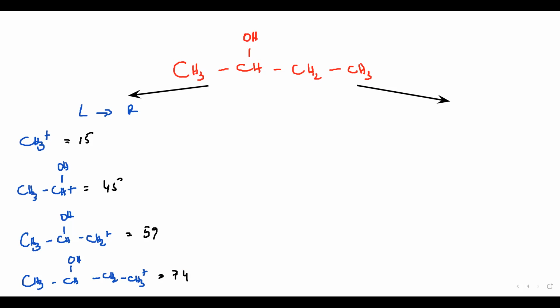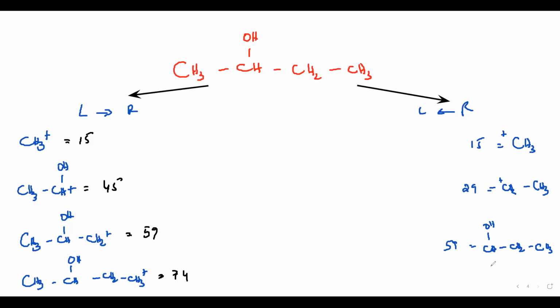And if we break from the right hand side, from right to left, we'll get a peak at CH3, CH3 CH2, CH3 CH2 CHOH. So already 29 plus this remaining part. It is the same thing, CH3, because the other side is CH3, so this will be 59.